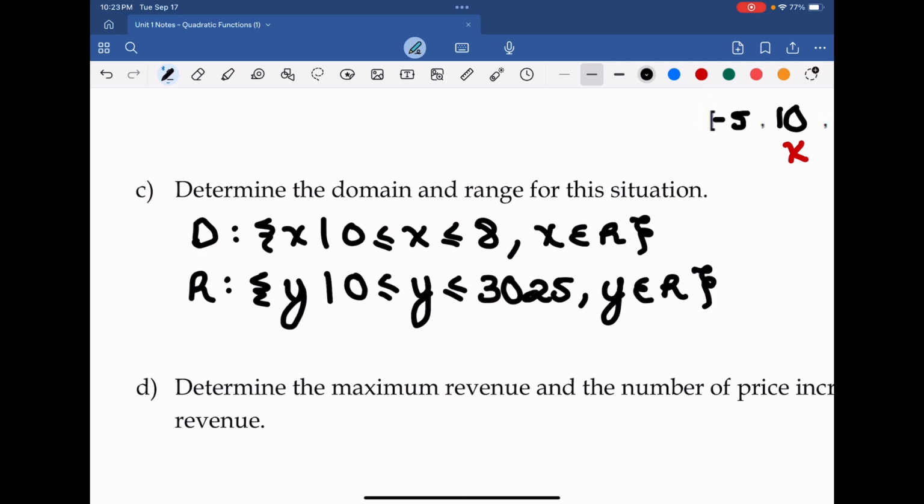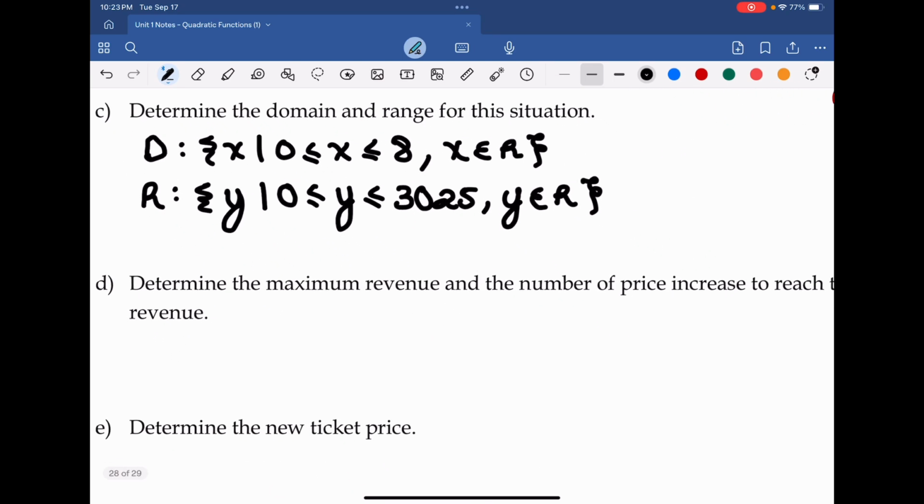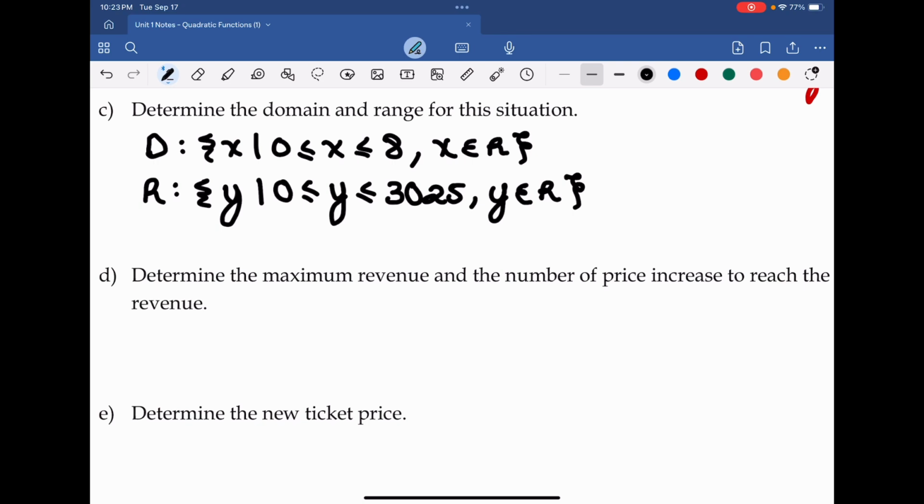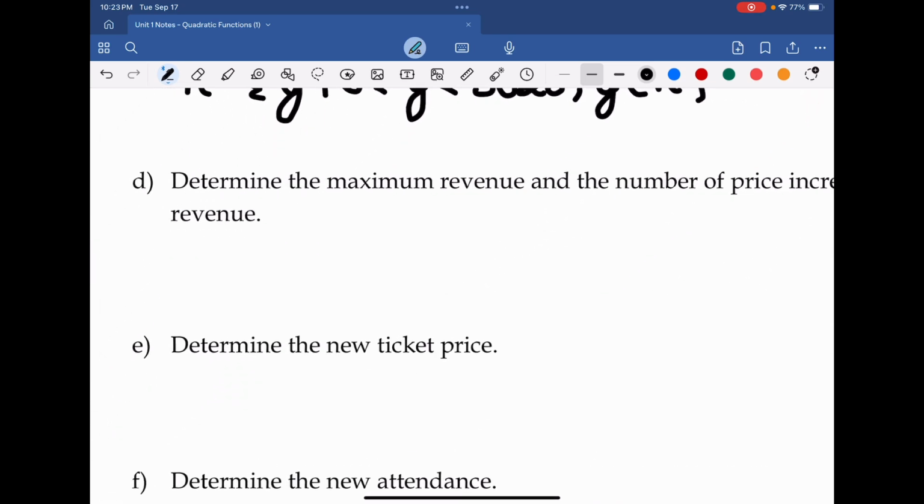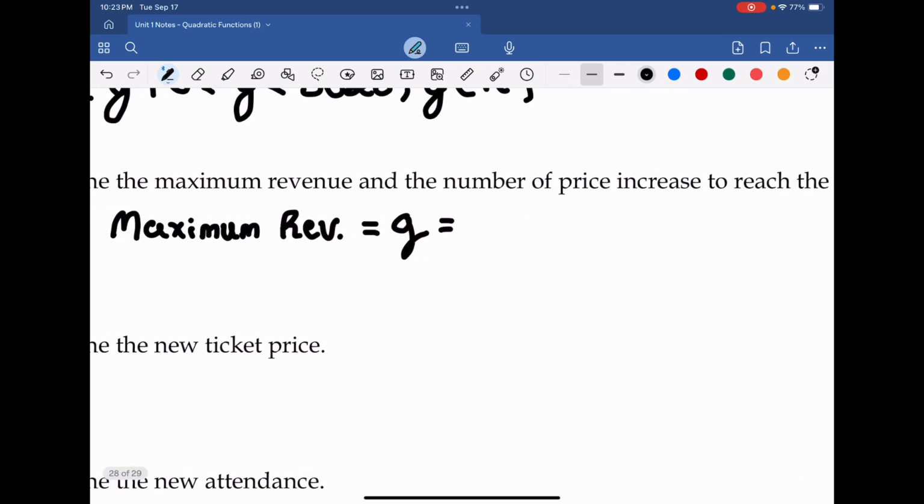Determine the maximum revenue and the number of price increases in order to reach this maximum revenue. Well, those come directly from the graph. It's our P and our Q. Our P, or this value here, the 2.5, is the number of price increases. This represents our maximum revenue. So let's make sure we write that out here. The maximum revenue, which I'm just going to short form as max rev, is equal to the Q value, or the vertex value for the y, which is equal to $3,025. So this is our maximum revenue.